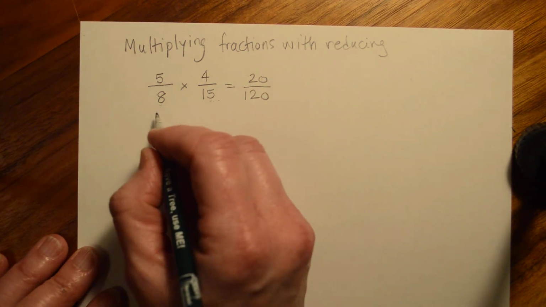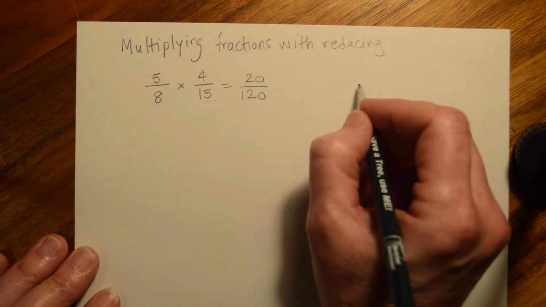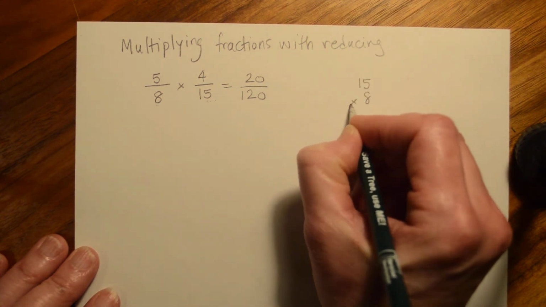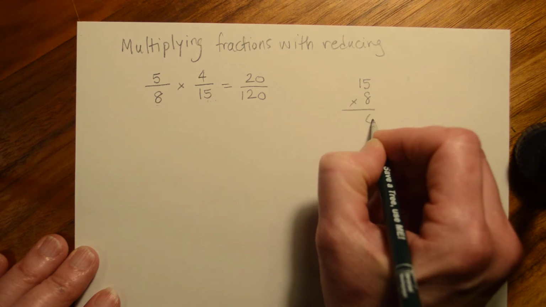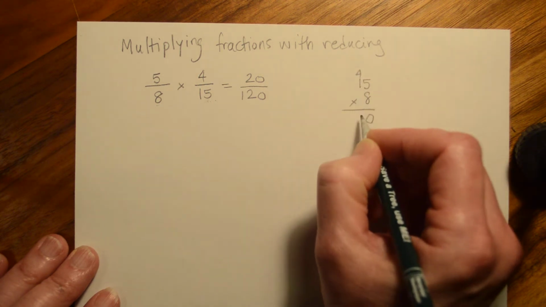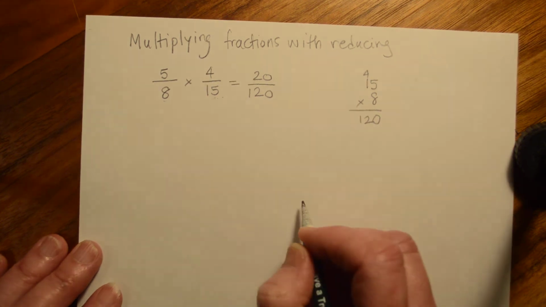And now you might say, well, I don't like your method. I would rather just do 8 times 15. That's fine. Just go ahead and do it off to the side. 8 times 5 is 40. Put down the 0, carry the 4. 8 times 1 is 8 plus 4 is 12.